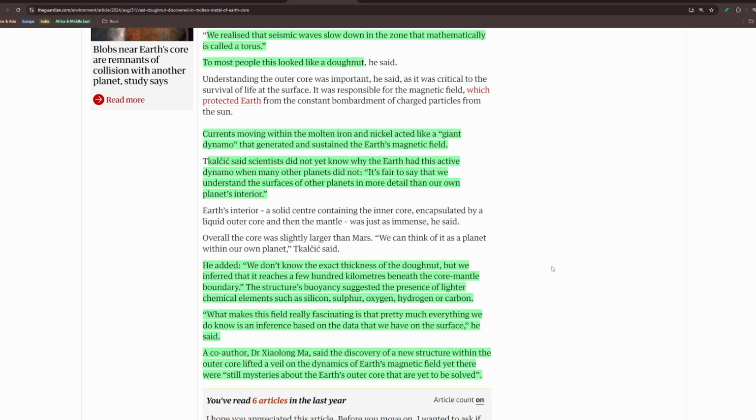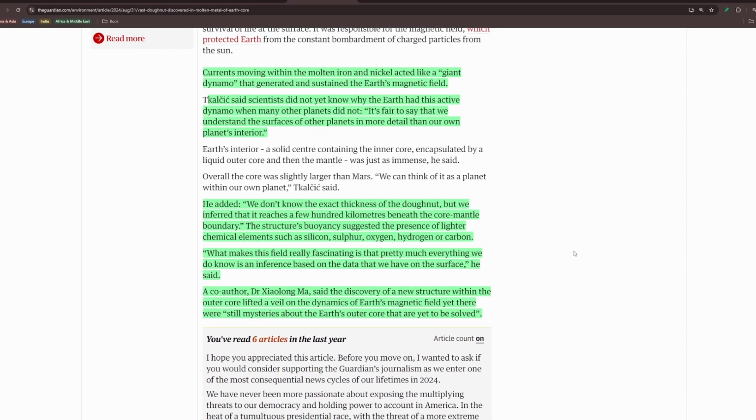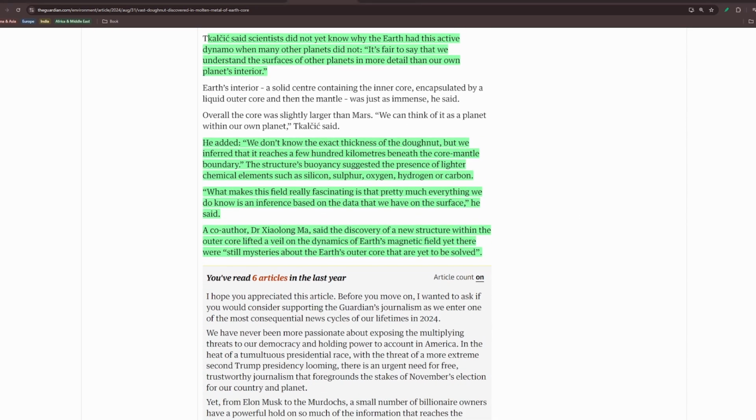He added, "We don't know the exact thickness of the donut, but we inferred that it reaches a few hundred kilometers beneath the core mantle boundary. The structure's buoyancy suggested the presence of lighter chemical elements such as silicon, sulfur, oxygen, and hydrocarbon or carbon. What makes this field really fascinating is that pretty much everything we do know is based on an inference on the data that we have on the surface."